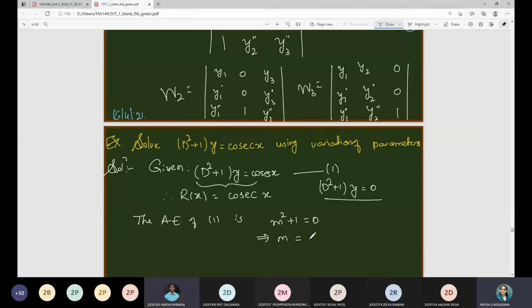Plus or minus i. Two roots will be there. So it is plus or minus i, right? So now what kind of nature are these roots? Imaginary and distinct.